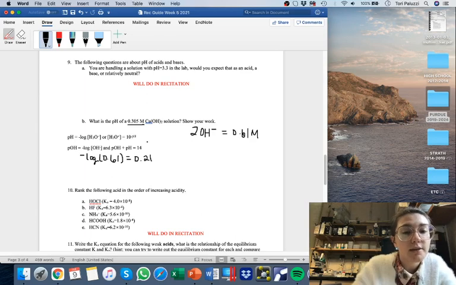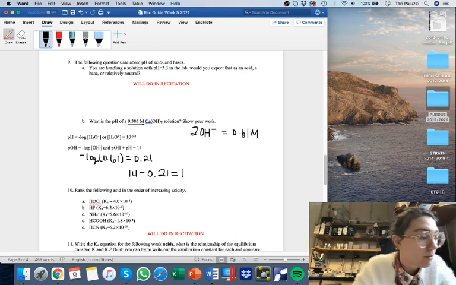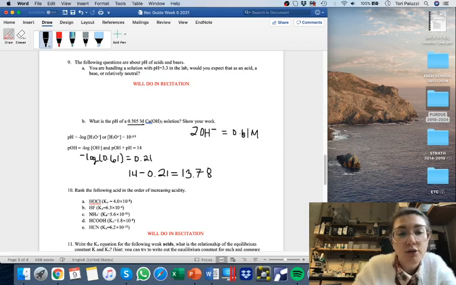So what you're going to do is actually take 14 minus my pOH, which is what you just calculated, that's 0.21. And then you're going to get the pH, which in this case is 13.78. All right, so please be careful on these. Make sure that you don't stop here, that you keep going.